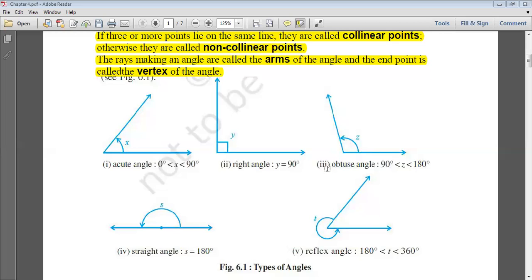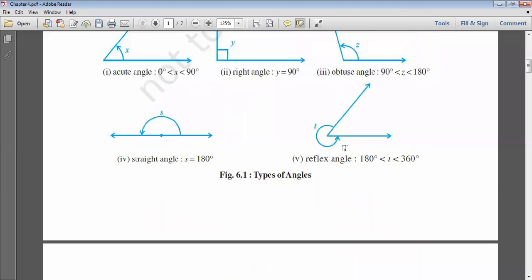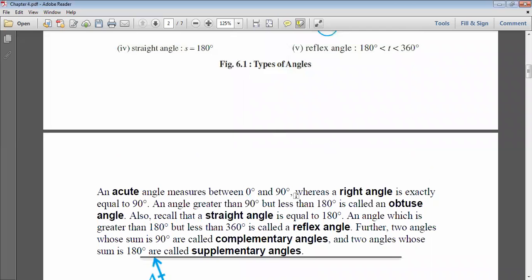What about the reflex angle? Third and fourth quadrant. A reflex angle lies in the third and fourth quadrants. Okay. Clear? Yes, sir.